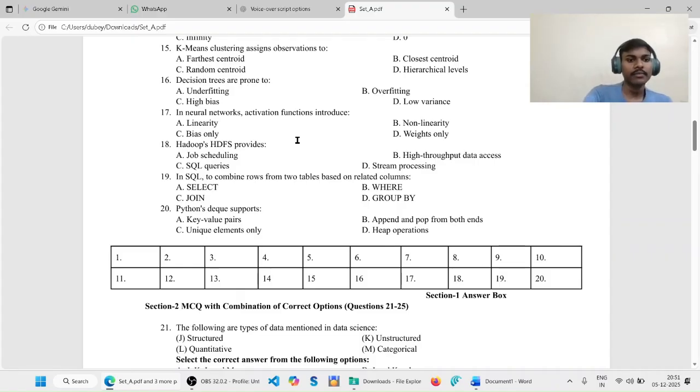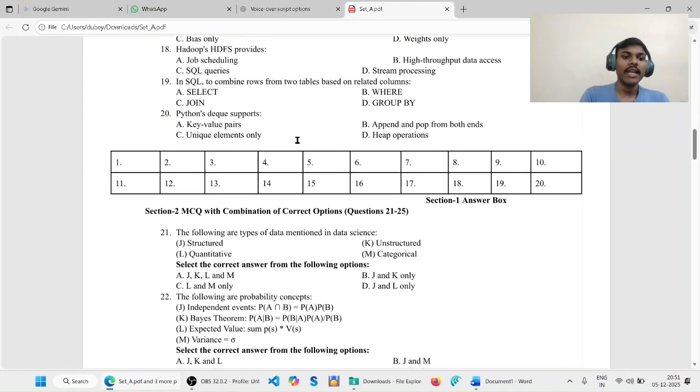Question 18. Hadoop HDFS provides job scheduling, high throughput data access, SQL queries, or stream processing. The correct option is option B, high throughput data access. HDFS is optimized for large scale distributed storage, as it allows fast reading and writing of massive data sets. These qualities make Hadoop ideal for big data workloads.